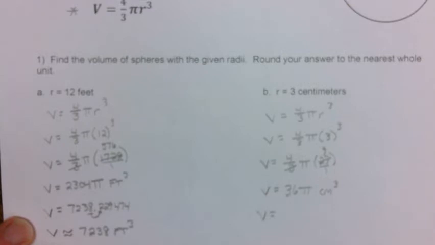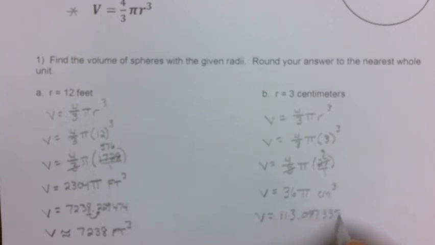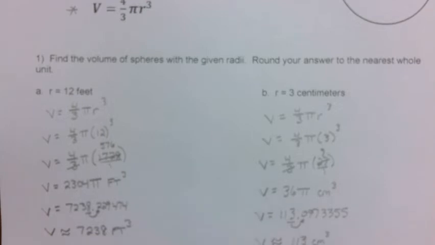And if you do 36 times pi, you're going to end up with 113 and 0.973355. Okay, that 0 in the 10th place is not enough to round us up. So the volume of this sphere would be approximately 113 cubic centimeters.